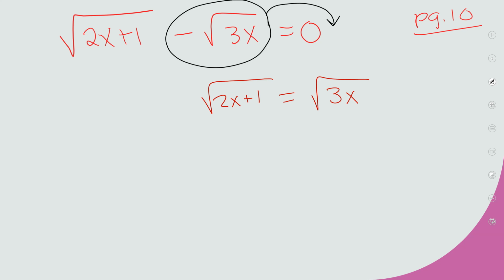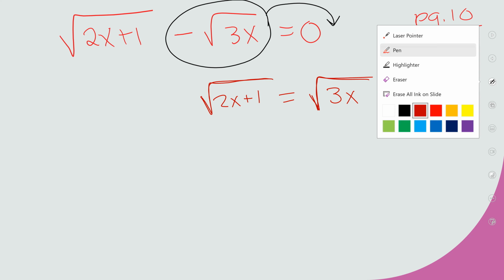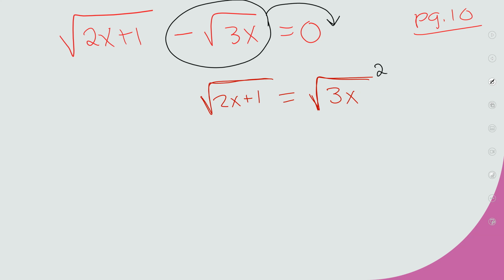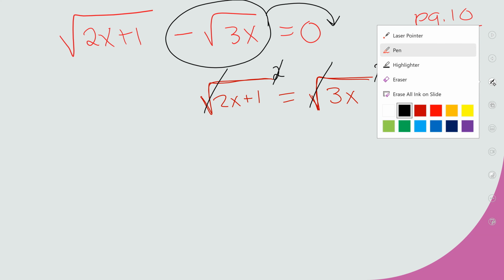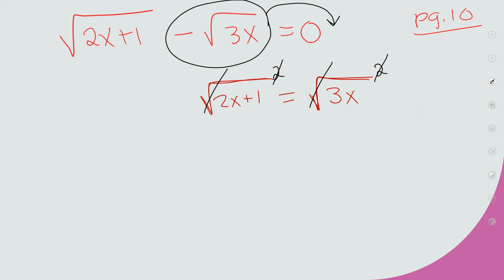Okay. So guys, is this square root symbol by itself on this side? It's by itself. Is this square root symbol by itself? Yep. Okay, so let's go ahead and square both sides. Square it, square it. And look what happens. The square root symbol cancels out with the squared. So you are left with 2x plus 1 equals 3x.